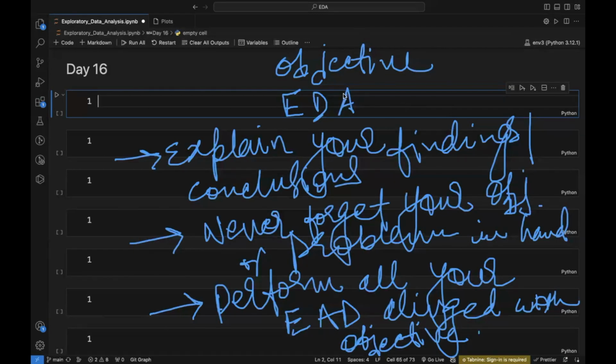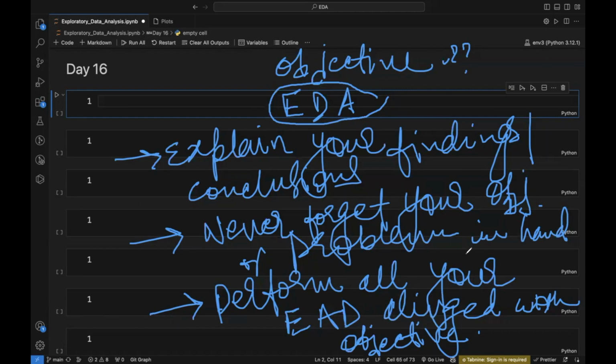Having said that, there is one problem that I often see: people forget the objective when they are doing exploratory data analysis. It's very important that you summarize your plot, because summarizing the plots explains your findings and conclusions. And second, you should never forget your objective or the problem in hand. And the third thing is that you should perform all your EDA aligned with your objective.